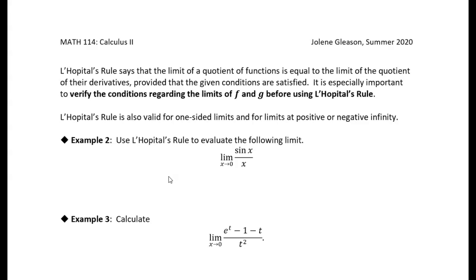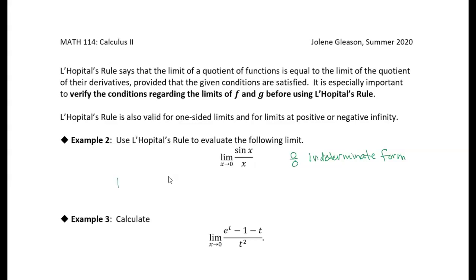Okay, so we're going to go through example 2 here. First of all, we have to determine whether this is a proper indeterminate form. So we're going to look at what happens as x goes to 0. Well, sine of 0 is 0, and the denominator as x goes to 0 is 0. So we have an indeterminate form of 0 over 0. That's one of the indeterminate forms that L'Hopital's rule applies to. So we're good there.